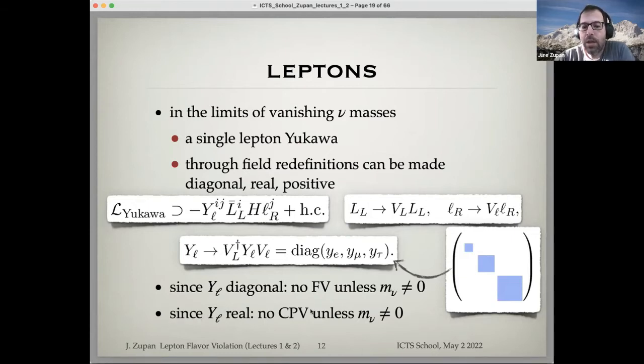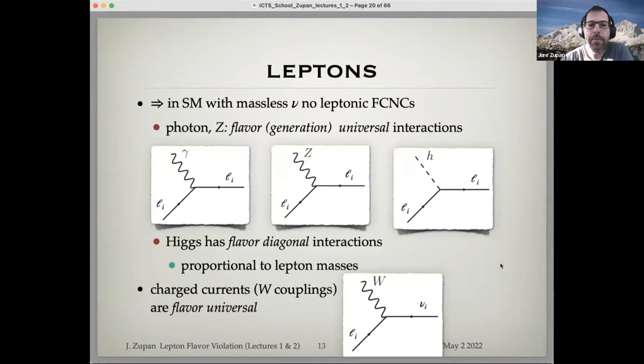Since it's real, there's no CP violation in the standard model in the leptonic sector unless you introduce the neutrino masses. And as before, the lepton Yukawa matrix is hierarchical. So the tau lepton is heavier than the muon, which is heavier than the electron. So it's highly hierarchical. All right, so in the standard model, with massless neutrinos, there are no leptonic flavor changing neutral currents.